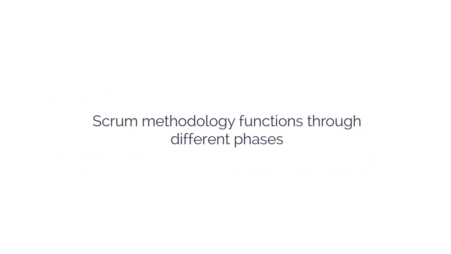As we know, the Scrum methodology functions through different phases, and so we have seen 4 phases. In the last video, we talked about the second process in the phase, review and retrospect. In this segment, we're going to talk about the last process in this phase, Retrospect Sprint.